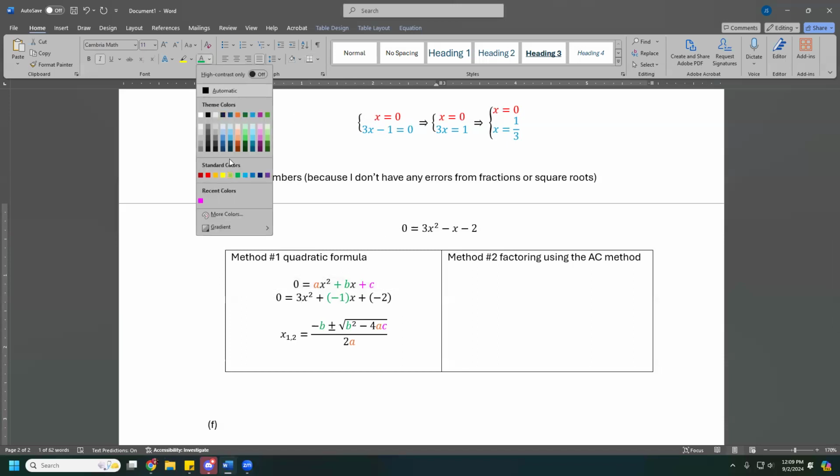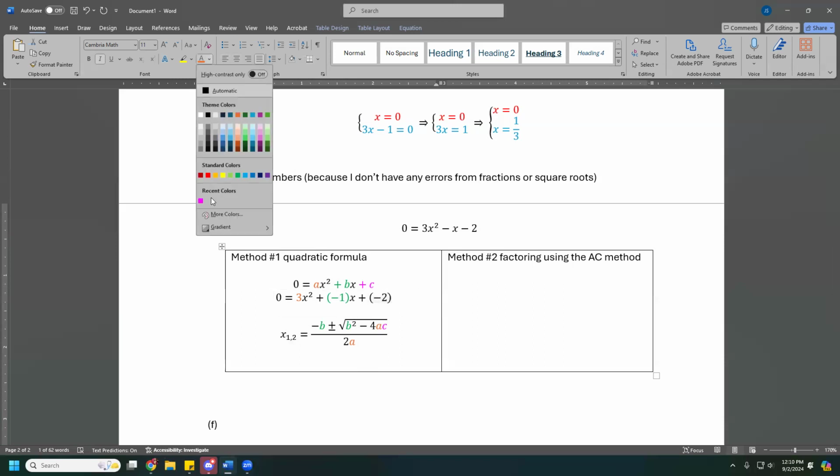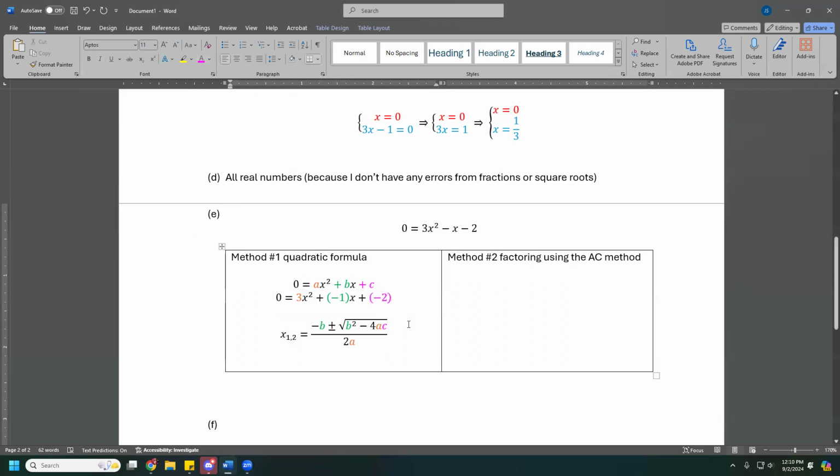So this one's going to be my A value. A is the number in front of x squared. Boom, that's 3. B is the number in front of x. The number in front of x is negative 1. And C is the number that gets tacked onto the end. That's going to be negative 2.